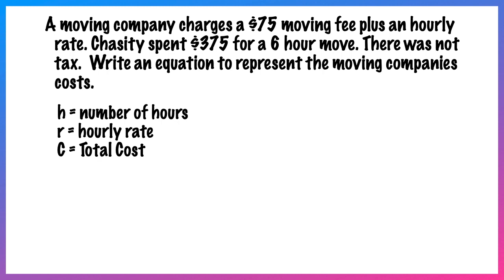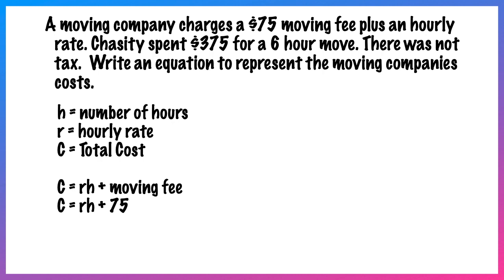So let's try to write an equation. The total cost is going to be equal to the sum of the moving fee and the amount you're charged for your hours. So C is going to equal R times H plus that moving fee. If we take the hourly rate and multiply it by the number of hours, that's going to give us that first part plus the moving fee. We know the moving fee is $75, so let's go ahead and plug that in. So the cost is going to equal the rate times the hours plus 75.